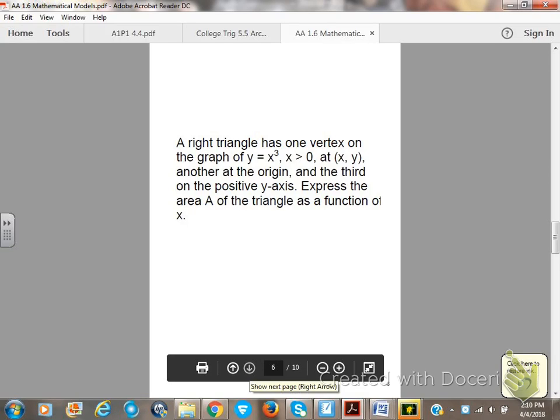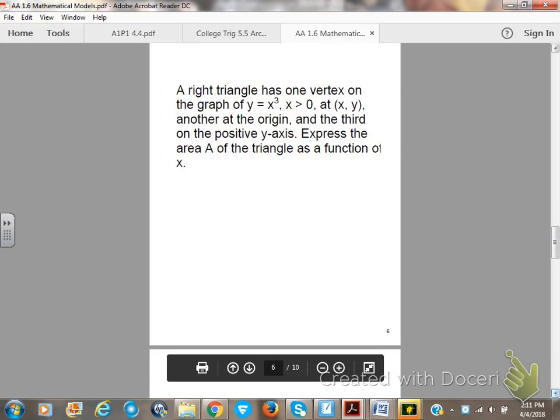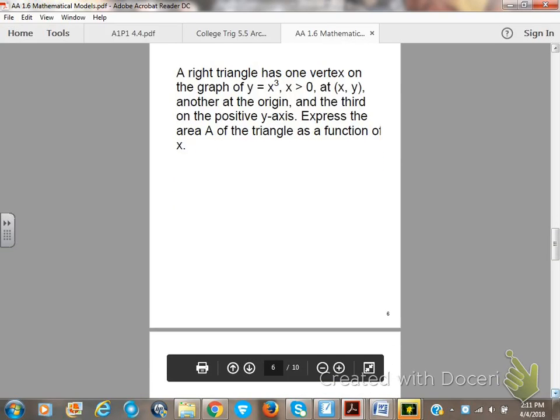A right triangle. So Gracie, last time it was a rectangle. This time we're going to draw a right triangle. It has one vertex on the graph of y equals x cubed, x greater than 0, at x comma y, another at the origin, and the third on the positive y-axis. Express the area A of the triangle as a function of x.